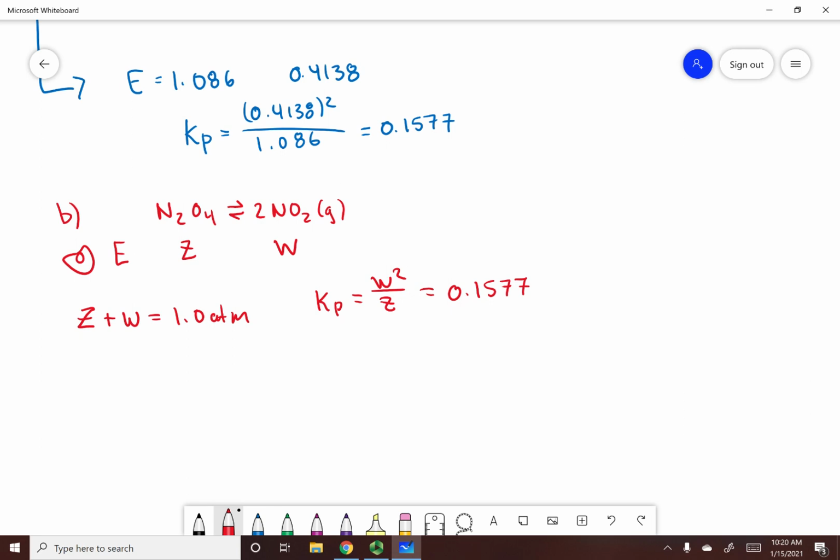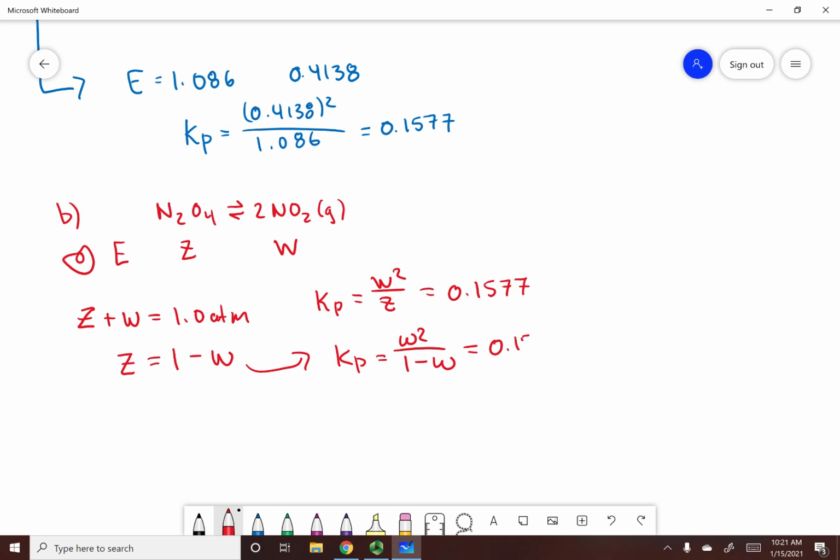So now what I can do is I have two equations, two variables. Let's go ahead and see if we can solve for each one of these. So the first thing I'm going to do is rearrange this one on the left-hand side and say that Z equals 1 minus W. And now I can substitute this into my Kp expression. So I got Kp. I'm going to keep my W squared up on top, and the Z on the bottom, I'm going to rewrite as 1 minus W, substituting the left-hand equation into the right-hand equation.